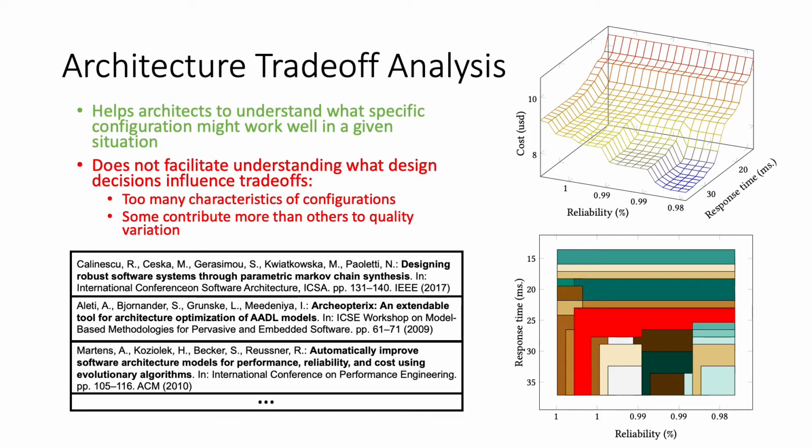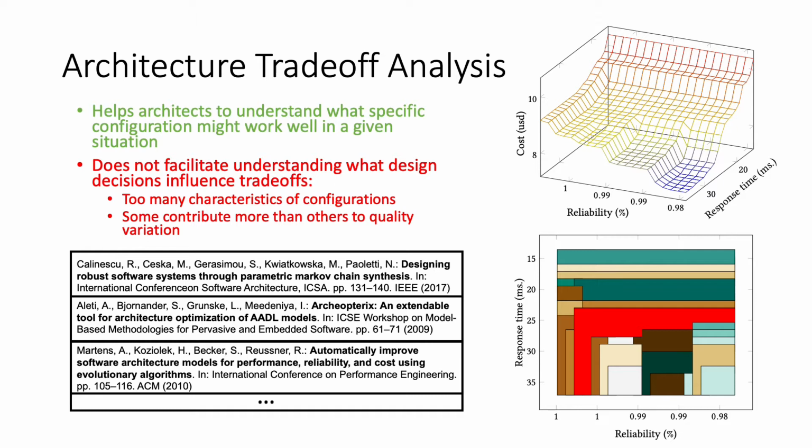Although these plots are informative and help architects to understand what specific configurations might work well in a given situation, looking at them does not facilitate understanding what design decisions influence these trade-offs. Answering to what extent improvements on qualities are a function of the choice of a specific service implementation, the topological arrangement of the composition, or the value of configuration parameters, for instance the maximum number of retries when a service fails, is not possible with existing approaches.